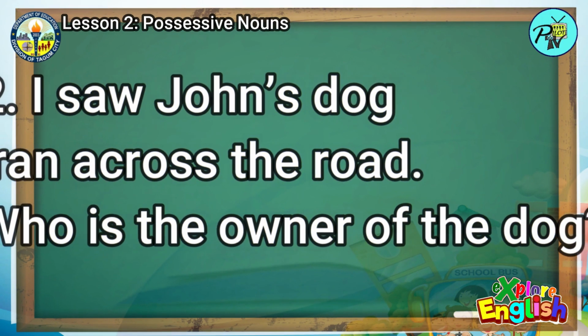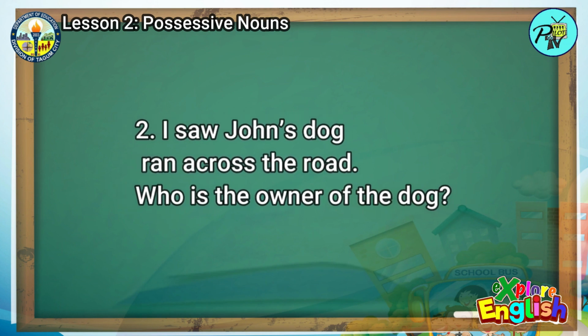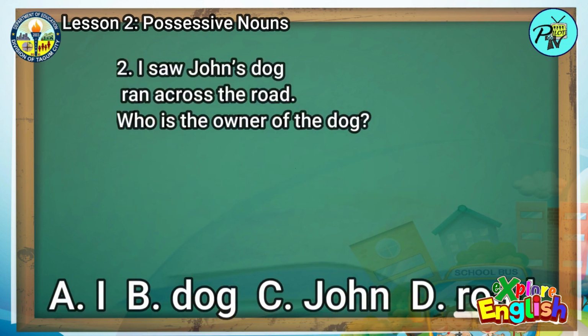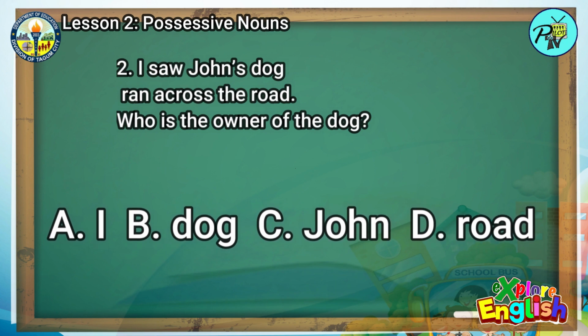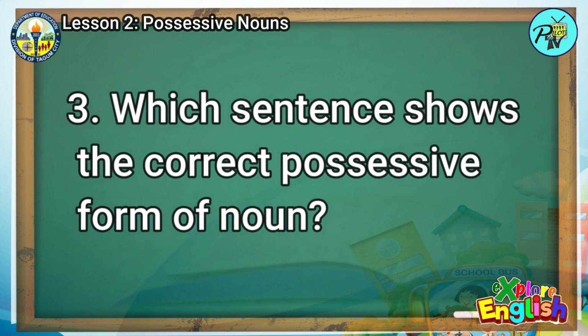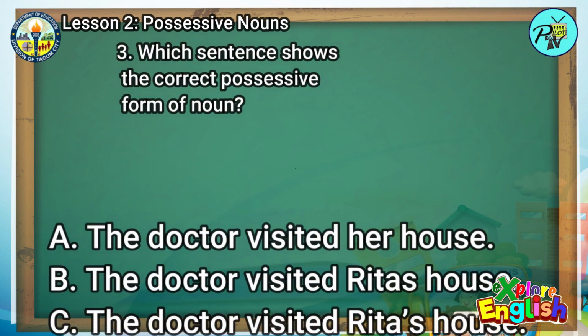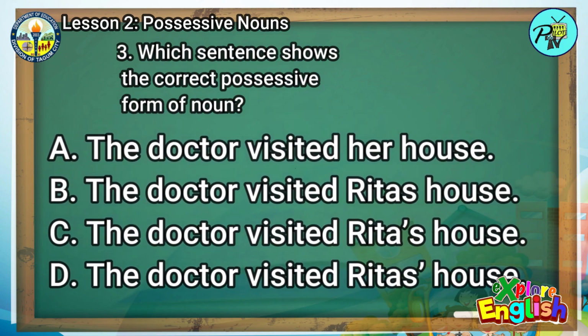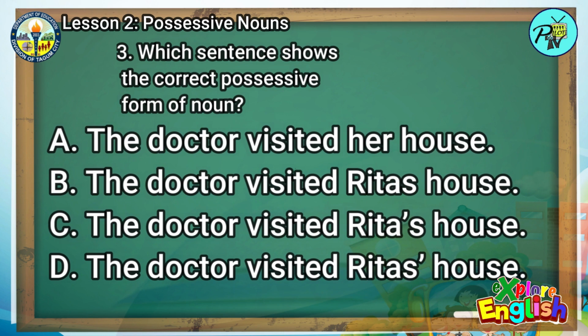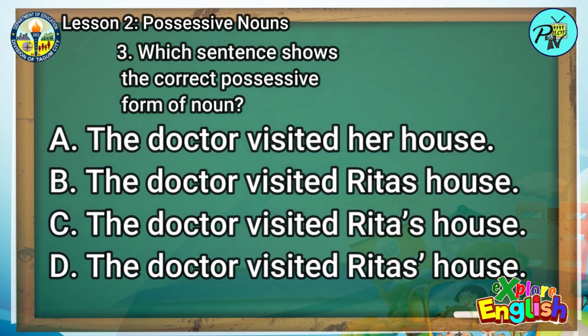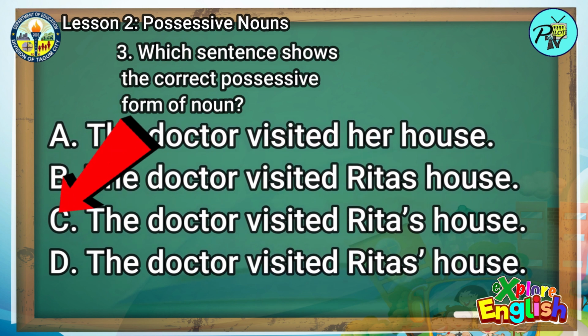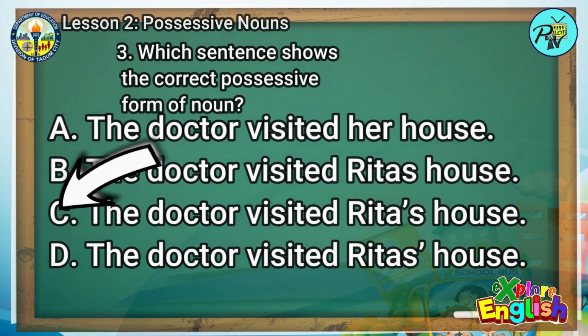Item number 2. I saw John's dog run across the road. Who is the owner of the dog? A. I, B. Dog, C. John, D. Road. The answer is C. Number 3. Which sentence shows the correct possessive form of a noun? A. The doctor visited her house. B. The doctor visited Rita's house. C. The doctor visited Rita's house. Letter D. The doctor visited Rita's house. What is your answer? The correct answer is letter C.